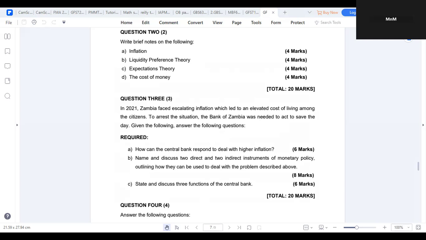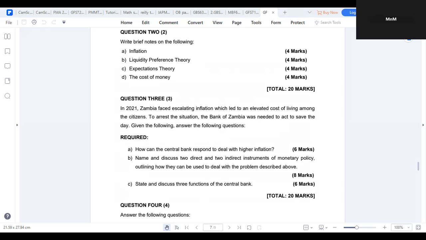Reserve ratio, I've explained, is simply the minimum balance that the bank should have. So the central bank can adjust this by apportioning funds to commercial banks that they can keep and not lend out. So if Bank of Zambia increases that, it's a direct way in which commercial banks will have less money.